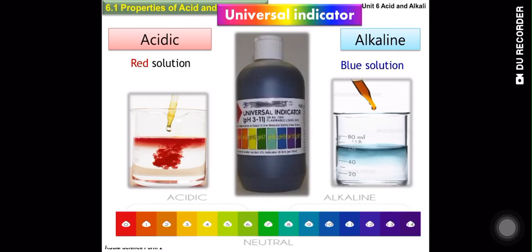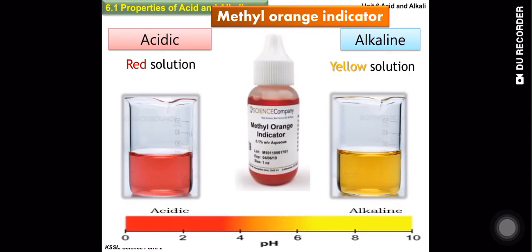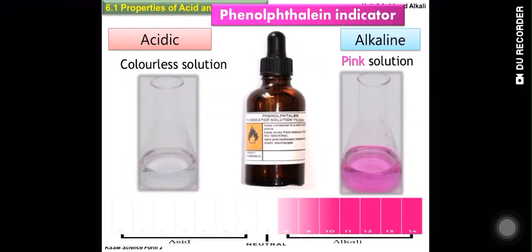So universal indicator will show definite color changes, which will explain whether it's acid or alkaline, and we can know the strength of the acid and the alkali. We also can use the methyl orange indicator, which also will show color changes. If acidic, it becomes red, and if alkaline, it becomes yellow. And phenolphthalein, the most common one used during neutralization. If it's neutral, colorless, and if it's acid, colorless, but the moment it changes alkaline, it will turn pink. Slowly the strength of the pink color also will increase based on the strength of the alkali.